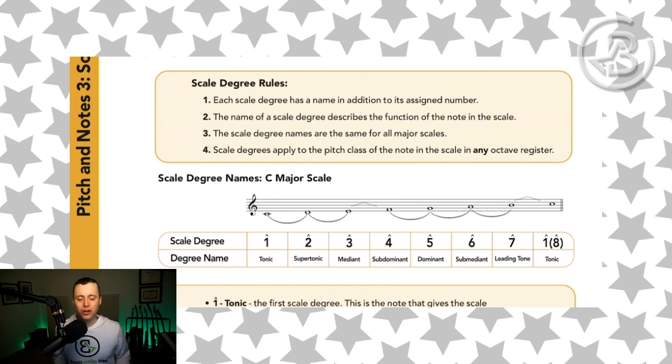In this lesson, we're going to break down and understand even more about the scale degree names for the major scale. So as we learned in the last lesson, we have the tonic, supertonic, mediant, subdominant, dominant, submediant, leading tone, and then we're back to the tonic for scale degree 8, because as we know, every major scale starts and ends on the same pitch class one octave apart.